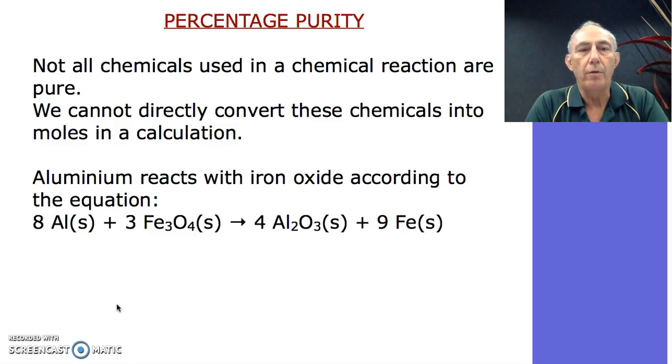Okay, so all of this information is on page 31 of your notes. So the first calculation is percentage purity. Not all chemicals used in a chemical reaction are pure. If they're not pure, we can't directly convert those chemicals into moles to use in a calculation. So, an example, we have aluminium metal reacting with iron oxide according to the equation that is written.